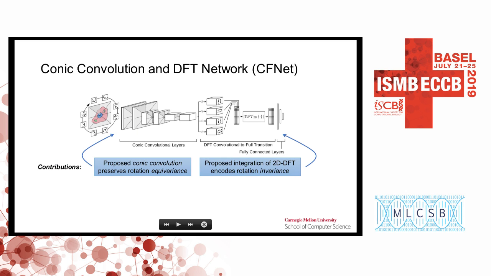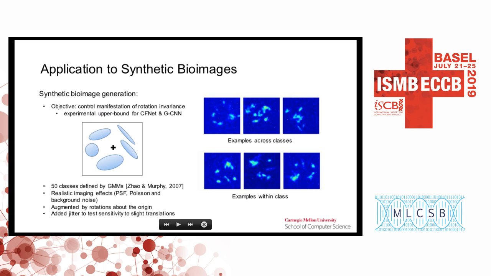So put together, these compose our proposed CFNet. And then we applied this method to some microscopy imaging tasks to see how well it performs. First, we generated some synthetic images because we wanted to be able to control the way rotation is manifested in the data. So we modeled these based on previous work using Gaussian mixture models.